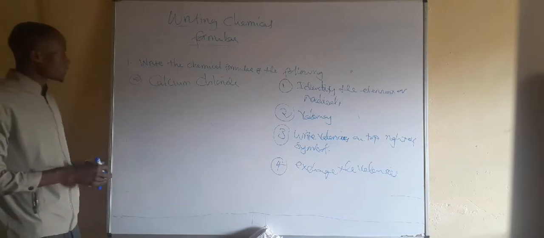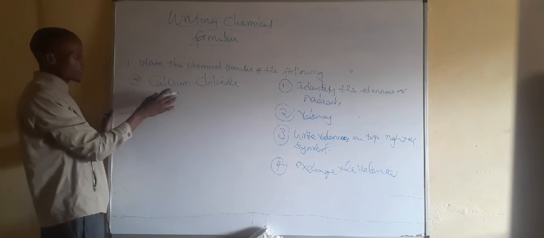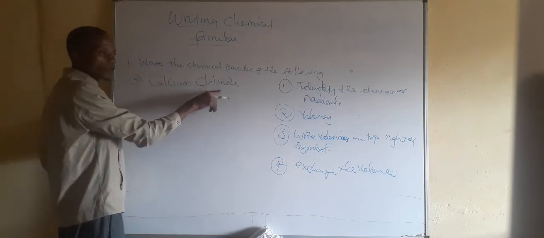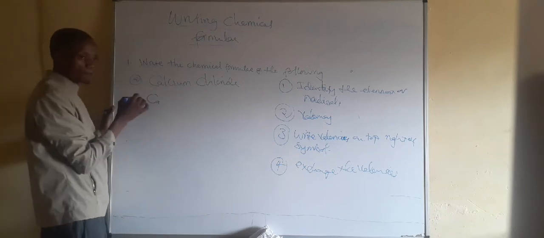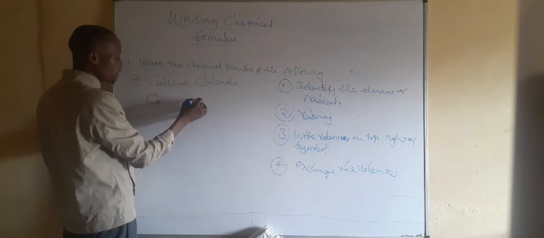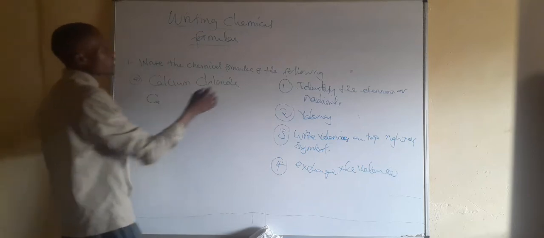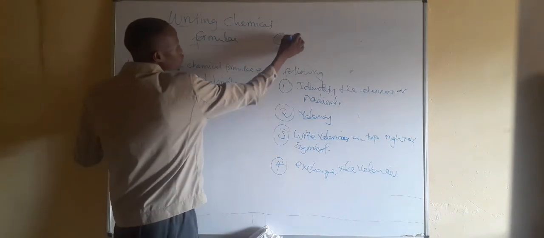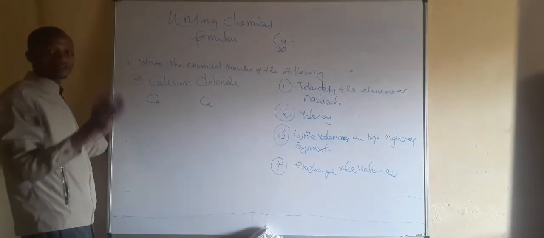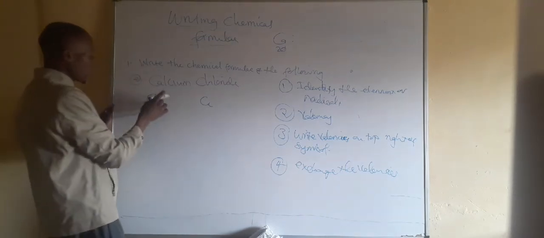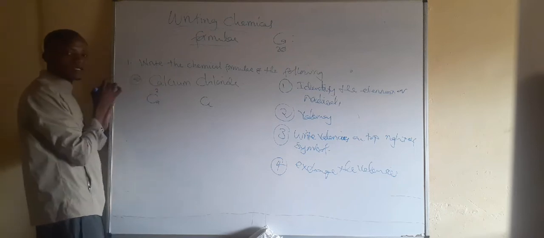Okay, let's consider this one here. Calcium chloride. What are the elements present in calcium chloride? We have calcium element and chlorine. The chemical symbol for calcium is Ca. The chemical symbol for chlorine is Cl. What is the valence number of calcium? Calcium has the atomic number 20, and it is found in group 2, so it's quite easy. Those in group 2 have the valence number of 2. So calcium has a valence number of 2. Now you need to write its valence number 2 right there.